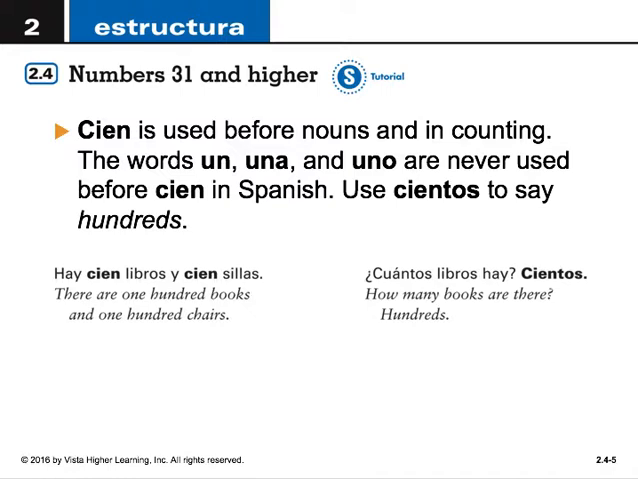And we use cientos to say hundreds. For example, ¿cuántos libros hay? Cientos. How many books are there? Hundreds of books.